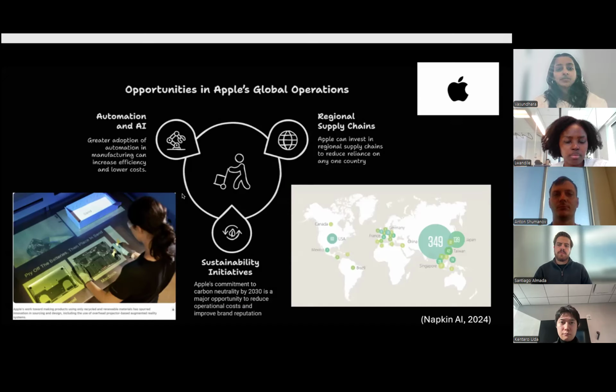sustainability isn't just Apple's responsibility. It is their major operational opportunity. They have pledged that by 2030 they want to become carbon neutral.